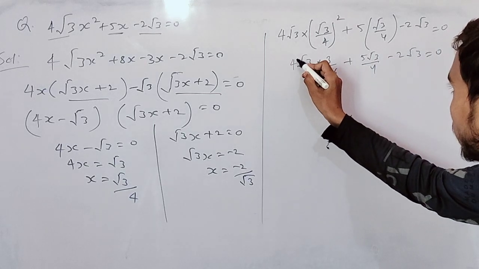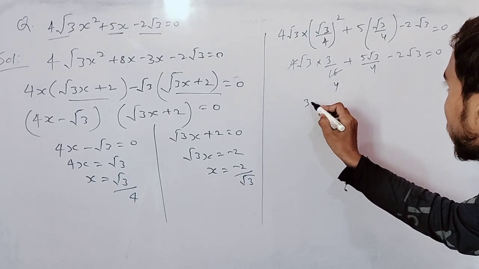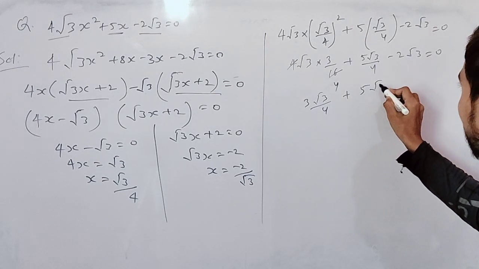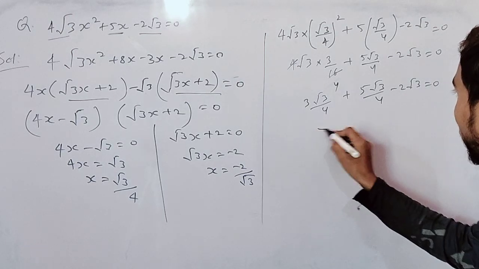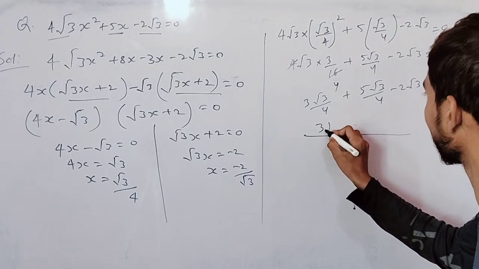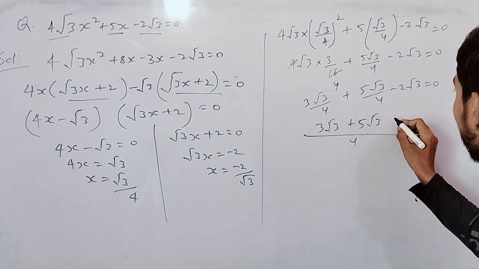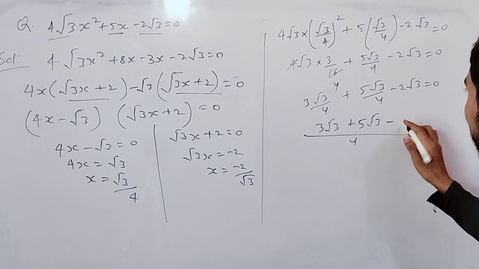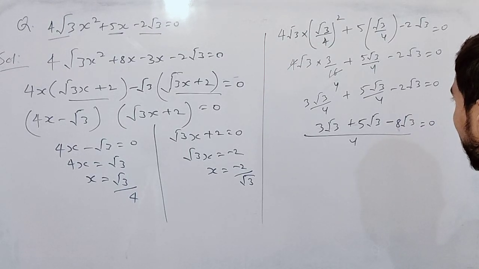From here 4 4s are 16. 3 root 3 upon 4 plus 5 root 3 upon 4 minus 2 root 3. So 3 root 3 plus 5 root 3, and here 4 2s are 8, is equal to 0. What is happening?